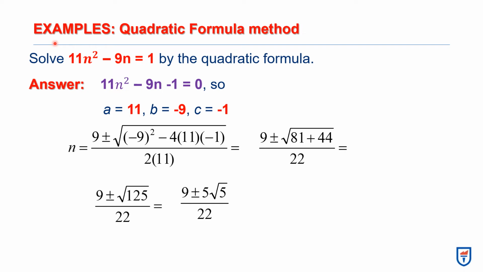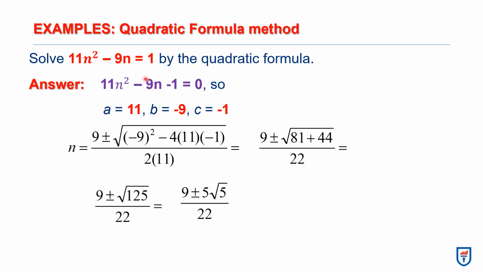Let's look at this example to see how to solve a quadratic equation using the quadratic formula method. The question is saying solve 11n squared minus 9n is equal to 1 by quadratic formula. The first thing we need to do is rewrite this equation in the form of ax squared plus bx plus c is equal to 0. When you rewrite it, we are going to have 11n squared minus 9n minus 1. The 1 we take to the other side and it's going to be a negative 1. Then we equate to 0.